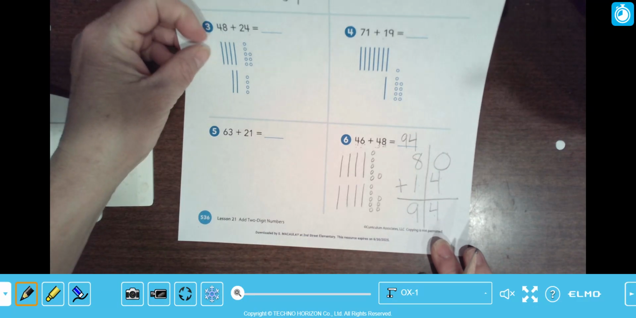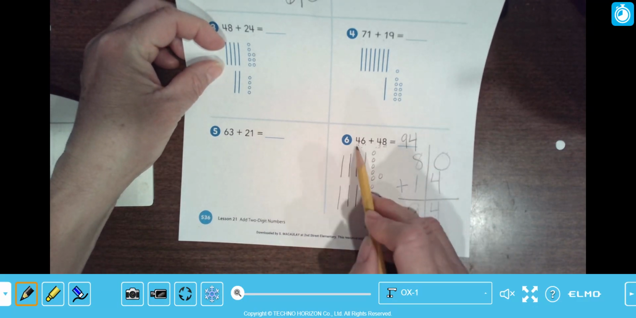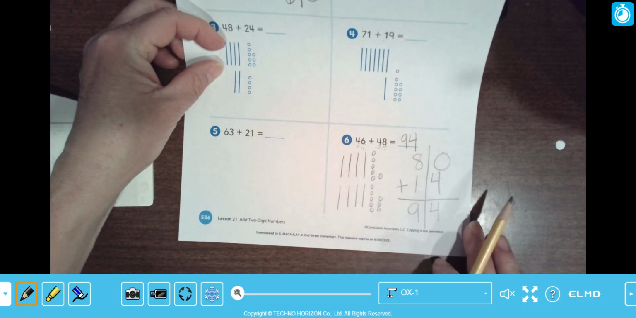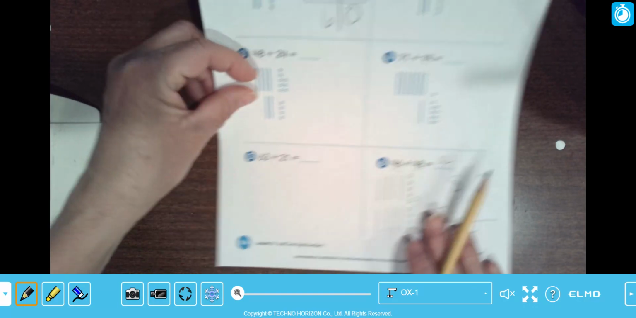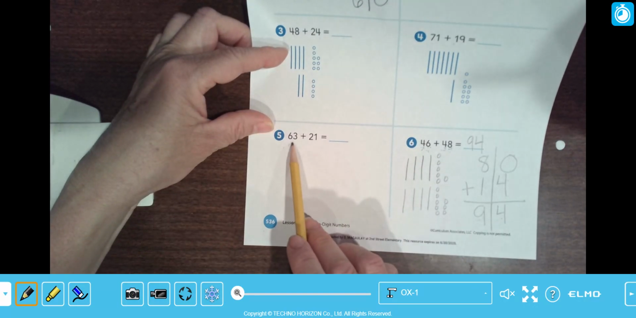Okay, great job with this one. So are we adding two-digit numbers? Yes, we are, right? Is the answer up to 100? Yes, right? It's not bigger than 100. Here we go. All right, let's go to this one.